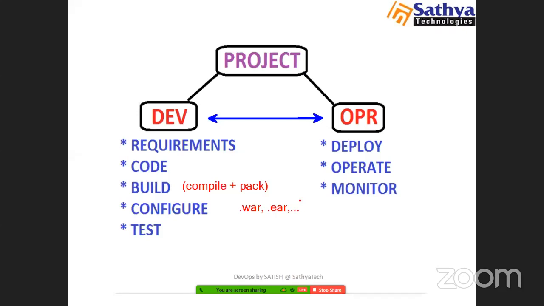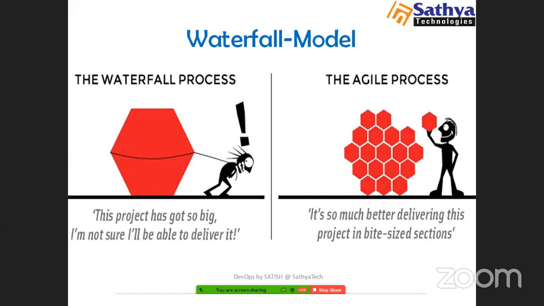Now for this application development, we can use some development models. Can you see this? You can find the waterfall model and the agile model. You'll get multiple development models here. DevOps means testing? No, it's not testing. DevOps covers everything, from application development up to monitoring.